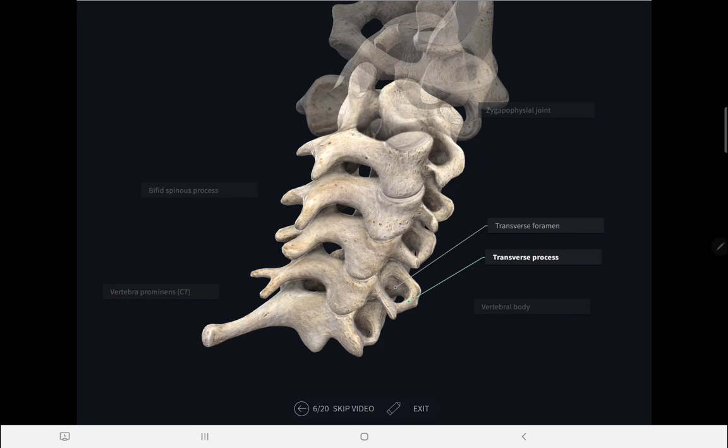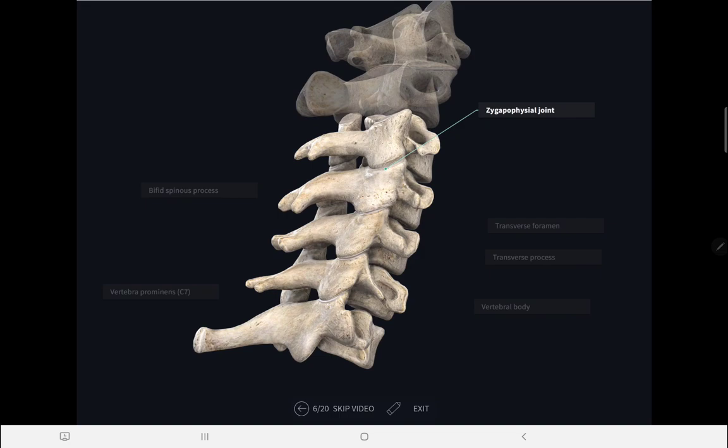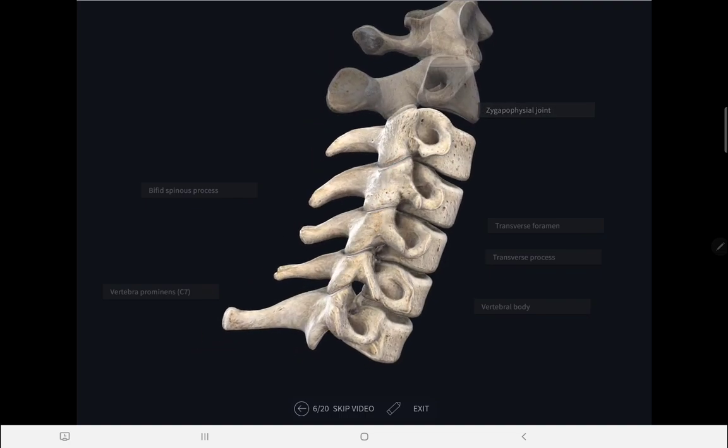It is worth spending some time looking at the zygapophyseal joints. These are the joints between the superior articular process and the inferior articular process of vertebrae. And the angle of these joints explains the wide range of movements permitted at the neck, namely flexion, extension, and lateral flexion.